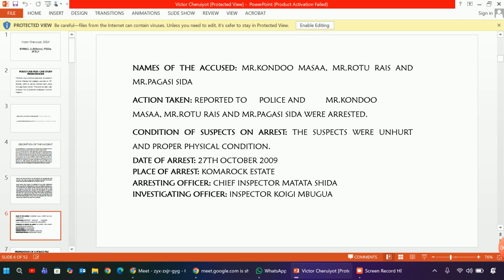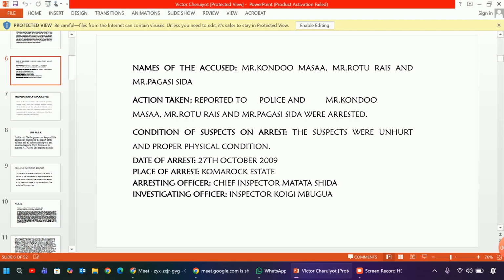So I'm also reading this part, Victor. Names of the accused: Mr. Kondo Masa, Mr. Rotu Rais, and Mr. Pangasi Sida. Action taken: reported to police, and Mr. Kondo Masa, Mr. Rotu Rais, and Mr. Pangasi Sida were arrested. Condition of suspects on arrest: the suspects were unhurt and in proper physical condition.